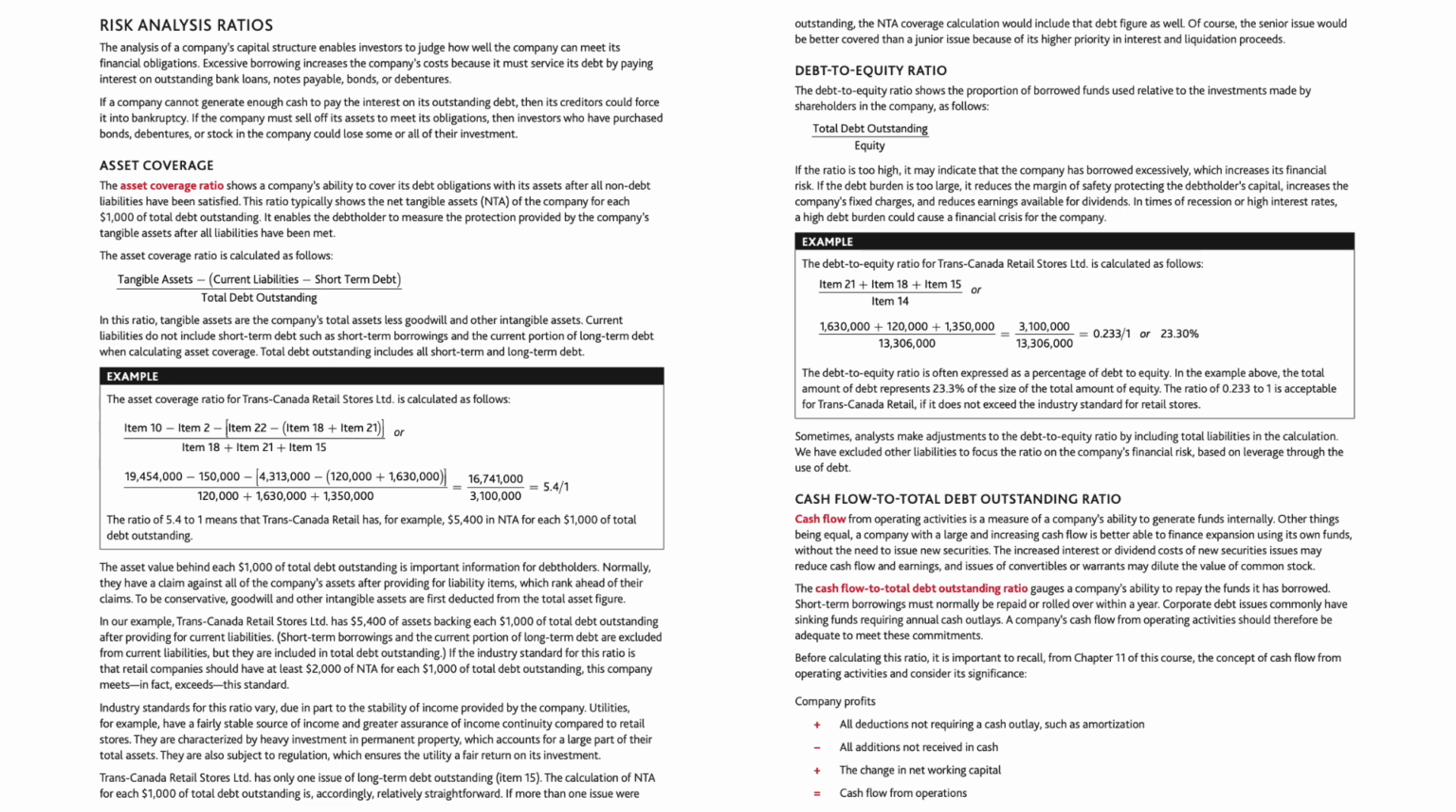Before calculating this ratio, it is important to recall from Chapter 11 of this course the concept of cash flow from operating activities and consider its significance. The formula is: company profits, add all deductions not requiring a cash outlay, such as amortization, subtract all additions not received in cash, plus the change in net working capital, and this equals cash flow from operations.